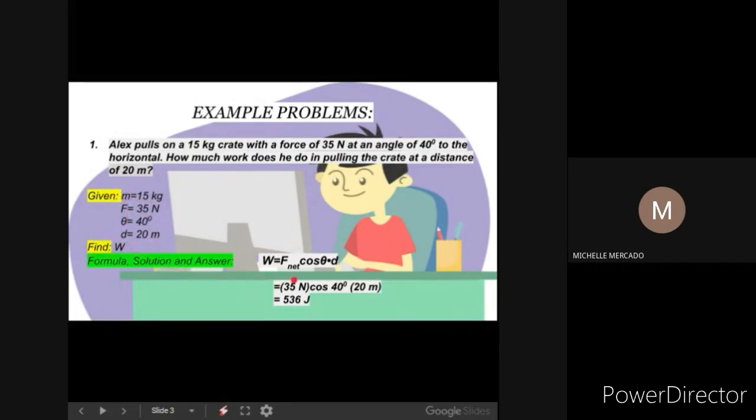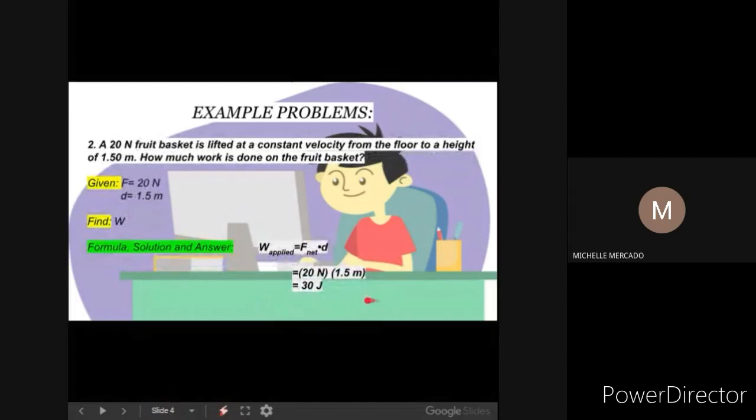In order to find the work, we're going to use this equation: work equals net force times cosine of the angle, multiplied by the given distance. Transpose mo lang yung given. The given force is 35 Newton, cosine 40 degrees, multiplied by 20 meters, or the distance. By multiplying these, makukuha mo po yung correct answer, which is 536 joules. So again, 35 cosine 40 degrees multiplied by 20 meters, the answer will be 536 joules.